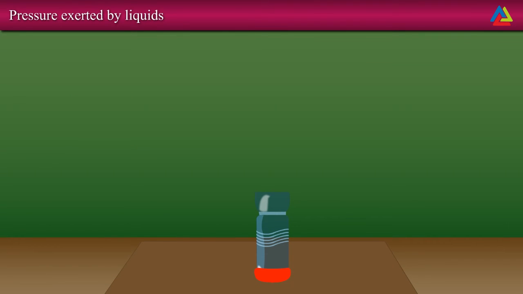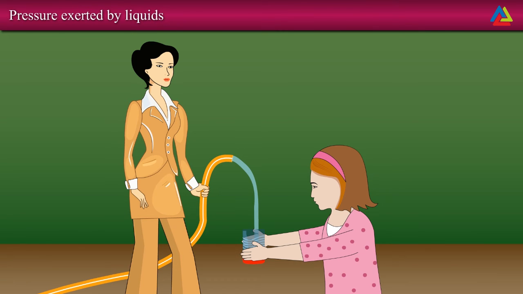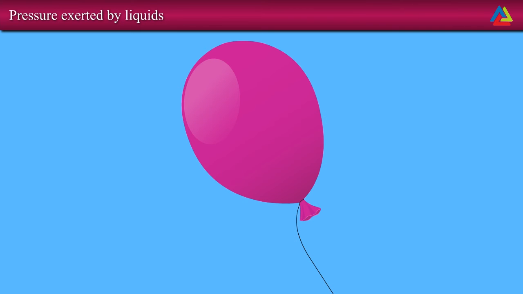Let us perform another activity. We will take a transparent glass tube and fix a rubber balloon at one end of the tube. Now, we fill water in the glass tube. What do we observe? The rubber balloon bulges as the height of the water column increases in the glass tube. Hence, there is a direct relation between the bulge in the rubber balloon and the height of water column in the tube. That is excellent, Juhi.